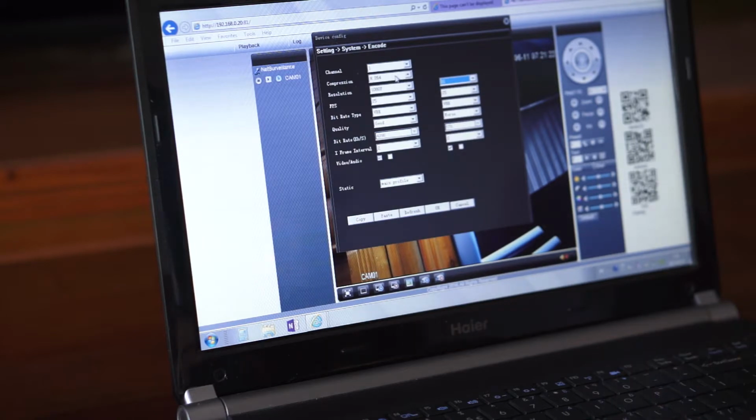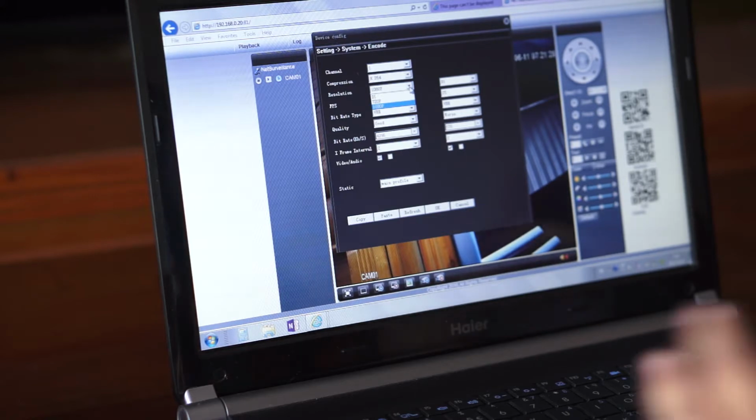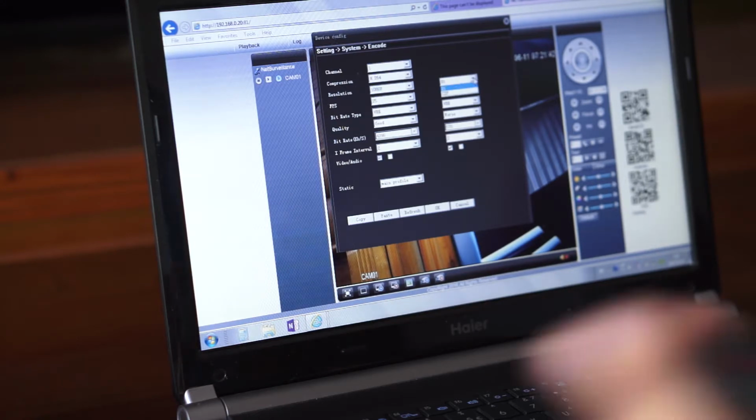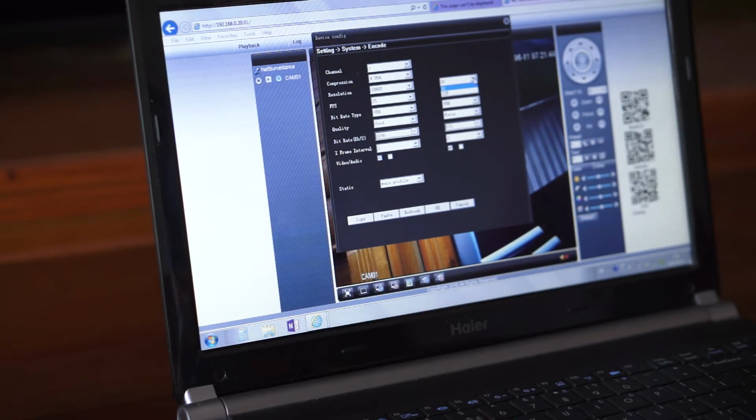Here is the video stream setting page of the IP camera. On the left is the mainstream, on the right is the substream. As you can see, the mainstream is able to deliver the highest resolution video, while the substream is only able to deliver low resolution and standard definition resolution video.